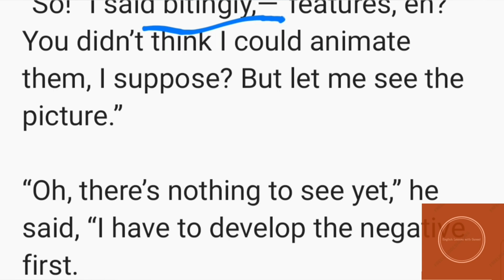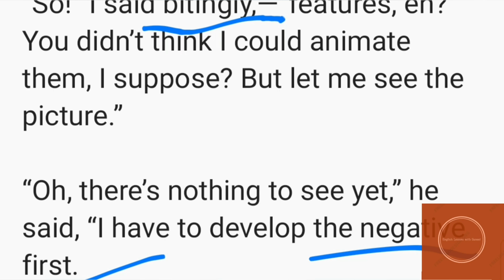He means that there are some negative parts, as he had already told him beforehand. So he says, I have to develop, meaning I have to improve the negative part that is there. He's saying there is nothing to see yet, because this is not the final product that I'm going to give to you. I just have to do some editing or development, in basic language.